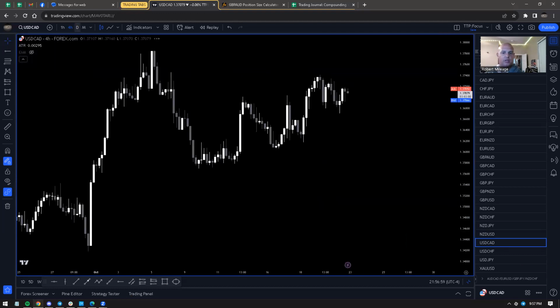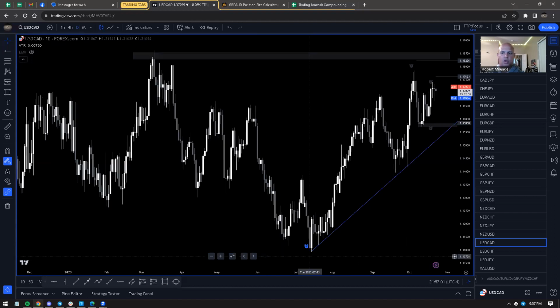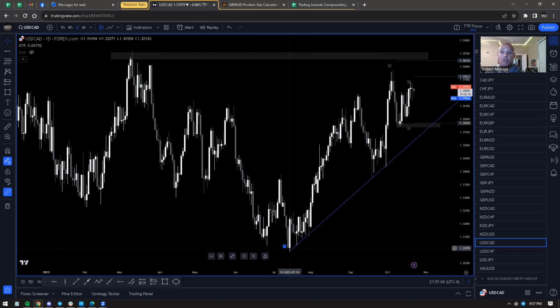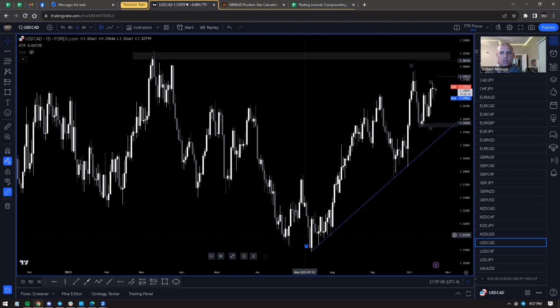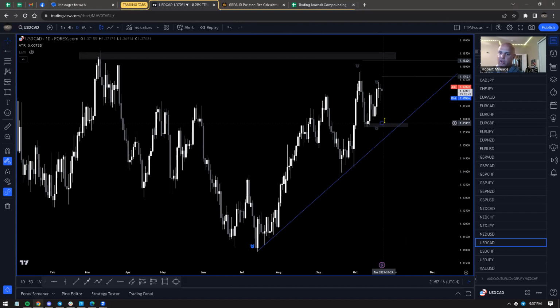USD CAD is the next one, not the last one. I still have two more after that. Channeling up. We have a high here. We've been channeling sideways, but we have been having this uptrend structure here. So where's the next place to go? I'd expect this area to come back here. If price makes it down here, this would be a perfect area to get a nice bounce from.